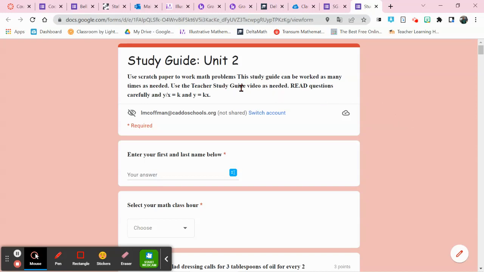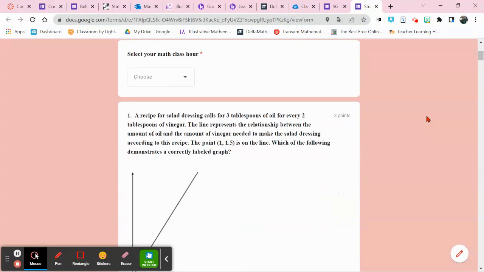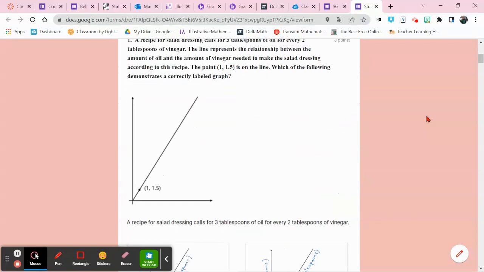Use scratch paper to work your math problems. Use the video as much as needed. Read your questions carefully, and use your formulas to find things. I suggest you write them on your scratch paper. Y over X gives you K, or the constant of proportionality, and the formula is Y equals K times X. All right, after you enter your name and pick your class hour, let's get to it here.